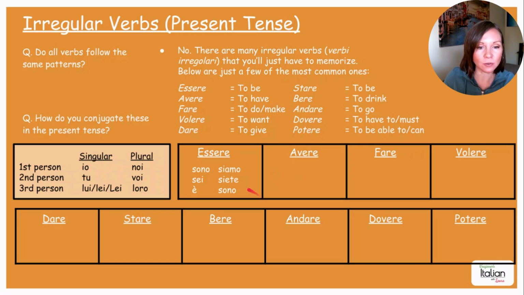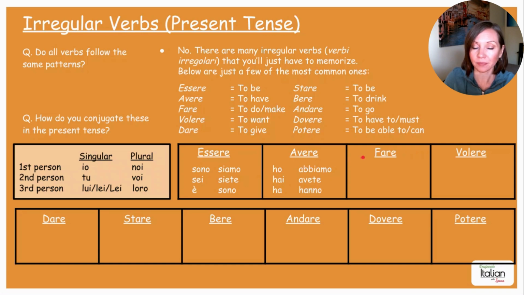Okay, so we have sono, sei, è, siamo, siete, sono. Okay? Sono, sei, è, siamo, siete, sono. Avere. Ho, hai, ha, abbiamo, avete, hanno. Okay, notice that the H is silent, but we retain it so that you know that it's the conjugated form of avere. Ho, hai, ha, abbiamo, avete, hanno.